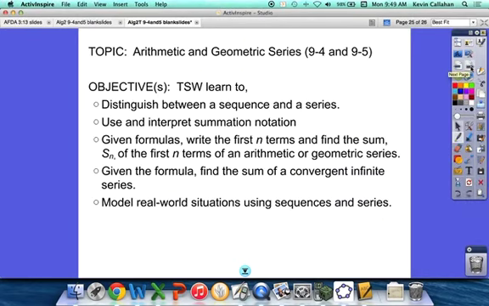Okay, so let's see. We're supposed to be able to distinguish between a sequence and a series, right? A sequence is the ordered list, a series is the sum. To use and interpret the summation notation, the sigma, and the rest.